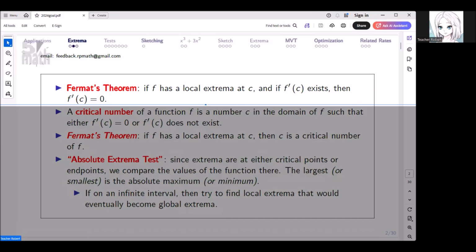Fermat's theorem. If f has a local extrema at c, and if f'(c) exists, then f'(c) equals 0.